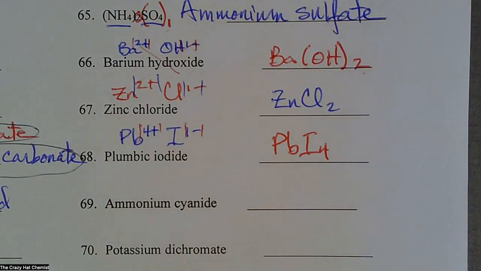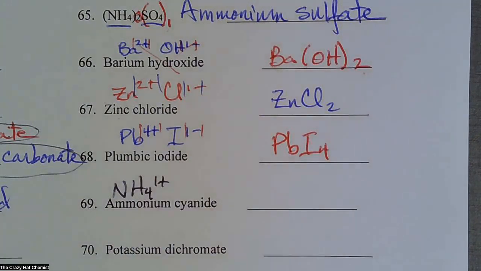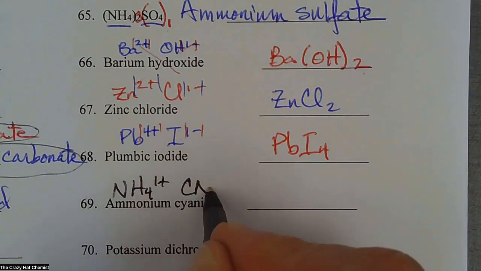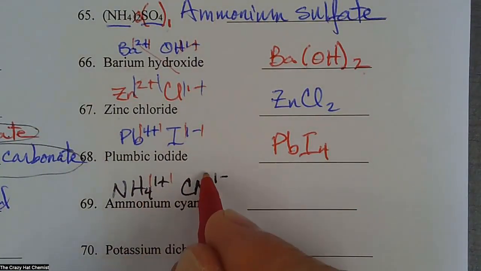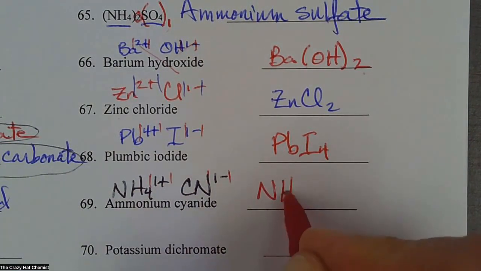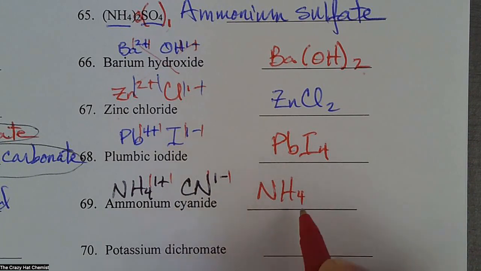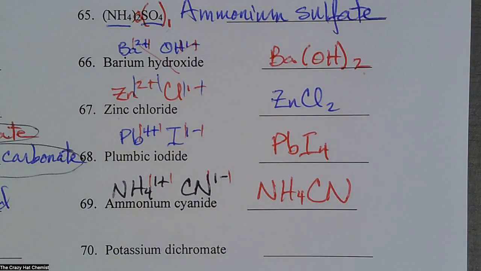Next one is ammonium cyanide, and that is NH4 1+. That's the only polyatomic cation there is, and cyanide is a polyatomic anion. There's that charge. We're going to take the absolute value of these two, flip the numbers, bring them down. I get NH4, imaginary parentheses and a 1, CN, imaginary parentheses and a 1.